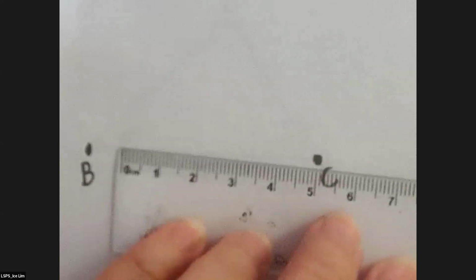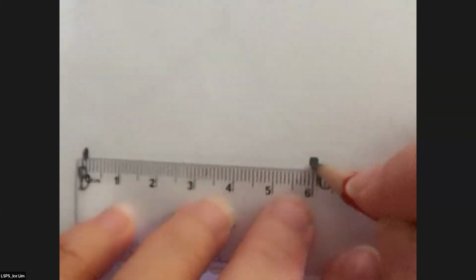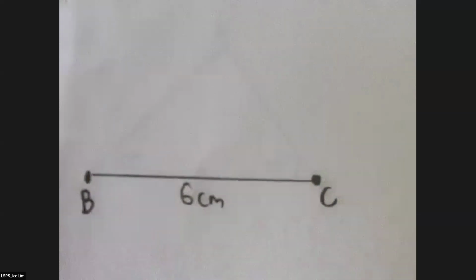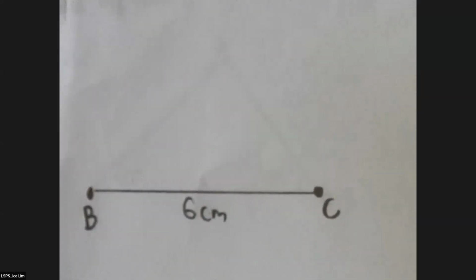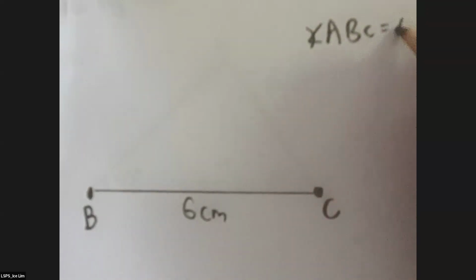But I need the lines to be straight. If a line is not straight in the exam, you'll get zero marks. You have to draw it with the ruler. Then I mark out the line BC, 6 centimeters. Point, line, angle, triangle. So start with the first angle ABC. Angle ABC is equal to 40 degrees.